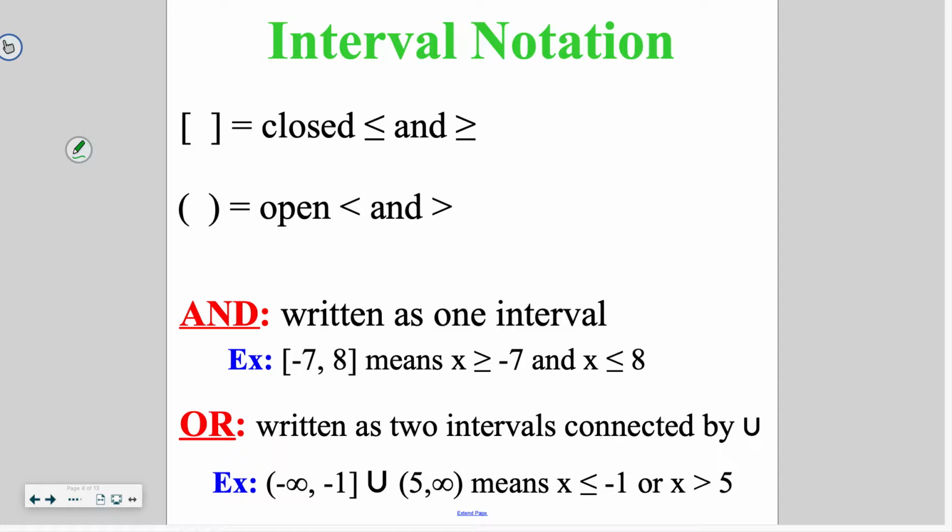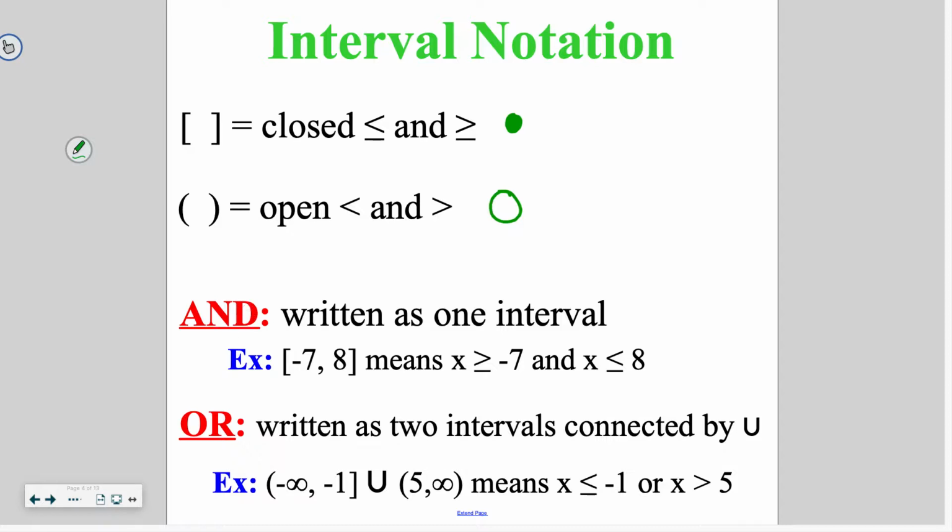Another thing that your book introduces in this section is interval notation. This is just a different way of writing out the answers to inequalities. This first option is what we call closed bracket notation, and this is for less than or equal to or greater than or equal to. This would be the equivalent of that filled in or closed circle on the graph. The second option is open, which is written with parentheses, and that's for less than or greater than, and that's the same as that open dot if you were graphing.